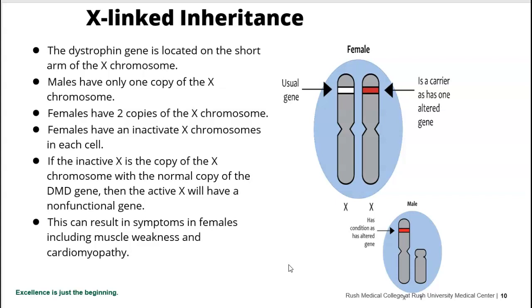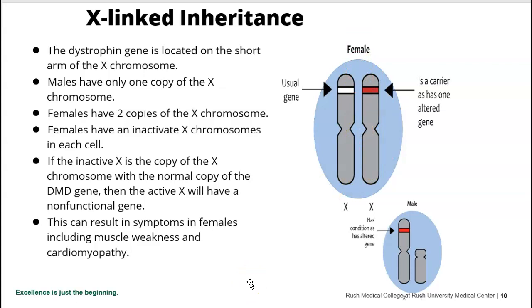And up till about 5 years ago, we used to say that females had no symptoms of this. Males only have one copy, and if it's not working, they're in trouble. Females have 2 copies, one that works and one that doesn't. And usually this is random X inactivation, so some cells make the dystrophin normally and some do not.